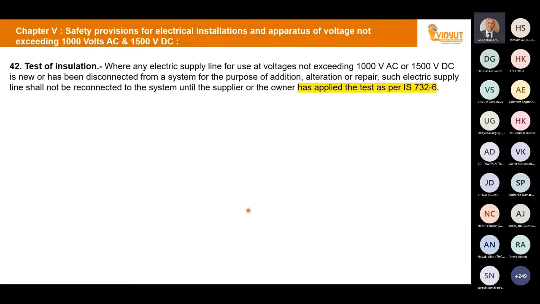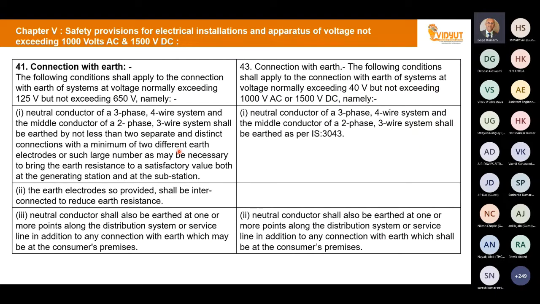Then regulation number 42, which is chapter 5. The earlier regulation was regulation 40, test of insulation. It was asking for the insulation resistance test, but now in the new regulation, it is changed to tests as per IS 732 part 6. That means all the tests are becoming mandatory, not only the insulation resistance test, but all the tests. This is a major change.